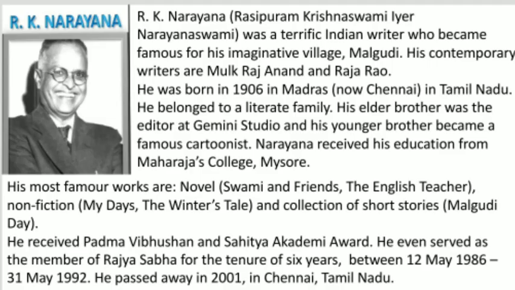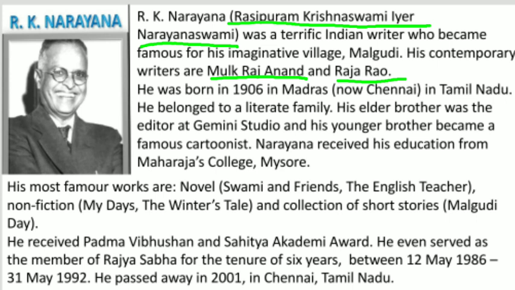Now let us know about the author R.K. Narayan. His full name is Rasipuram Krishnaswami Iyer Narayanaswami. He was one of the most important Indian writers. During his time, two other great writers were there. One is Mulk Raj Anand, other is Raja Rao. These three were the gems for India at the time.